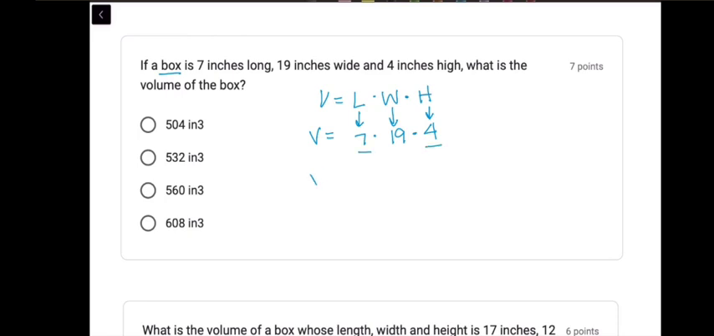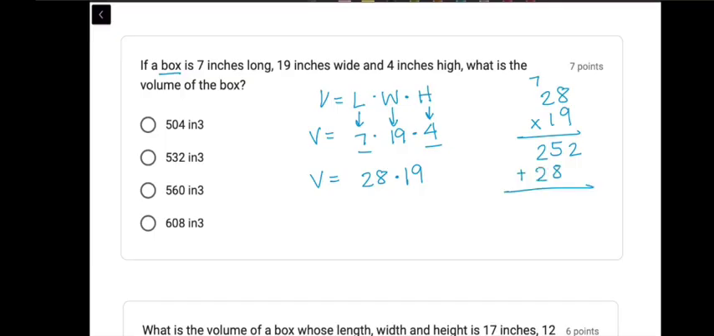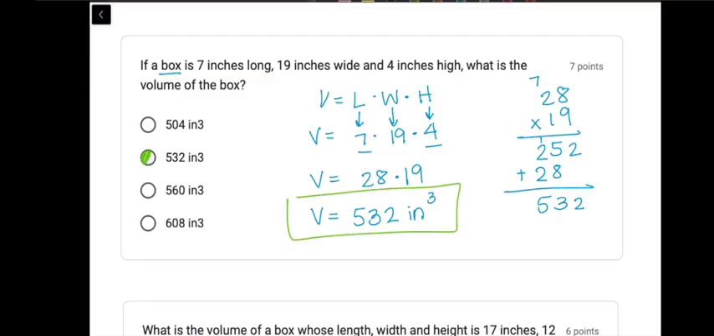I'm going to go ahead and multiply 7 times 4, because I know it's going to be 28, but I still have to multiply 19 here. So 28 times 19, that's going to be 72, carry the 7. That's going to be 18 plus 7 is going to be 25. 1 times 8 is 8, 2 times 1 is 2. Add everything together, we get 2, that would be 13, carry the 1, and that would be 5. So the volume of this box would be 532 inches to the third power, or in other words, cubic inches. And that would make the answer B.